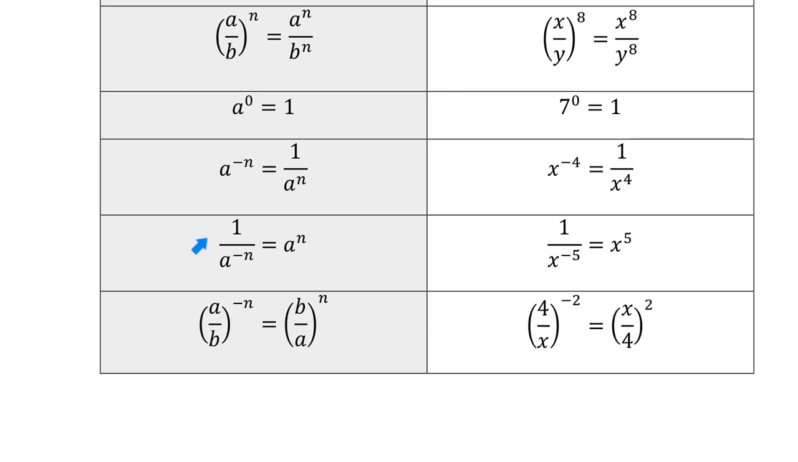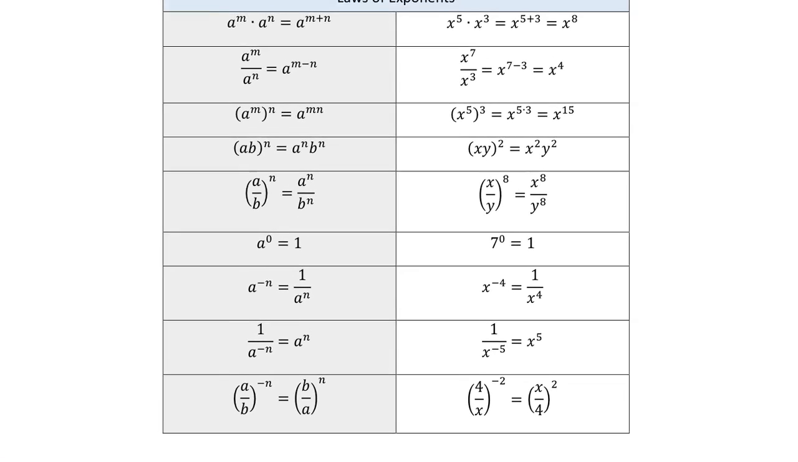The next law is 1 over a to negative n equals a to positive n. So here, if in the denominator we have an expression with a negative exponent and we take this expression and move it up to the numerator, then the exponent will be positive. Then 1 over x to negative 5 equals x to positive 5. And the last law we have here is a over b to negative n equals b over a to positive n. As you see, if we flip the fraction, then the exponent changes the sign. 4 over x to the power of negative 2 equals x over 4 to positive 2.